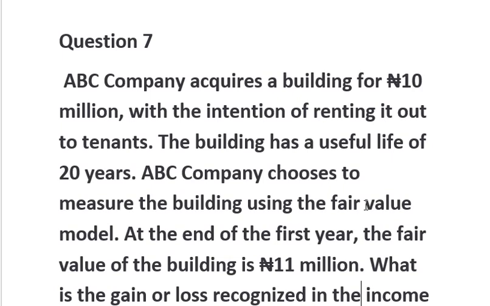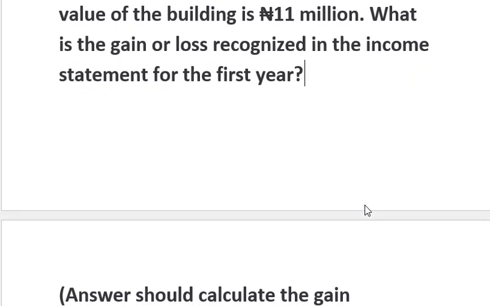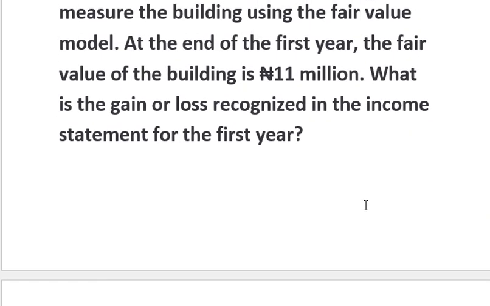ABC company acquires a building for 10M with the intention of renting it out to tenants. The building has a useful life of 20 years. ABC company chooses to measure the building using the fair value model. At the end of the first year, the fair value of the building is 11M. What is the gain or loss that should be recognized in the income statement?